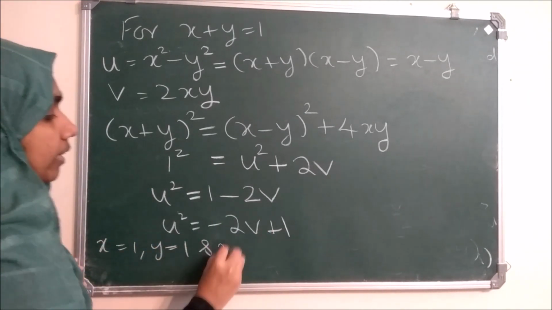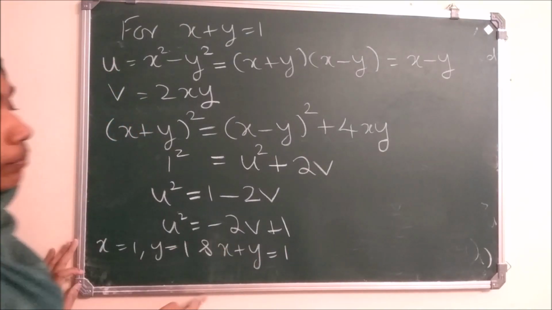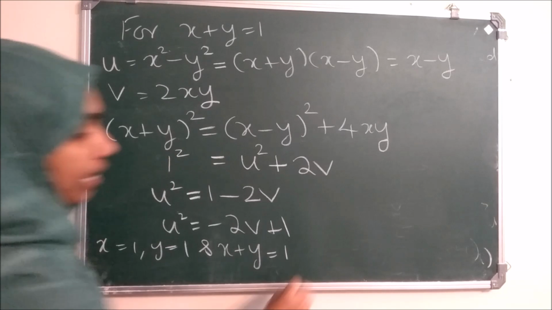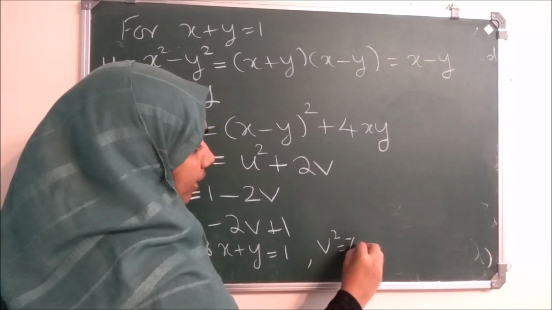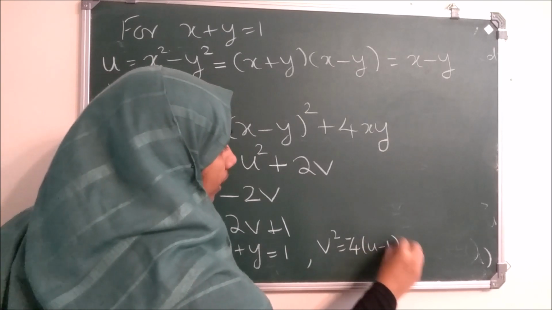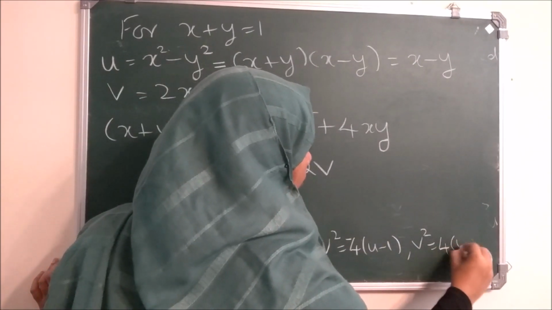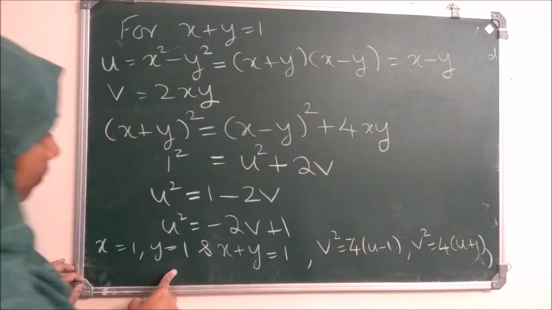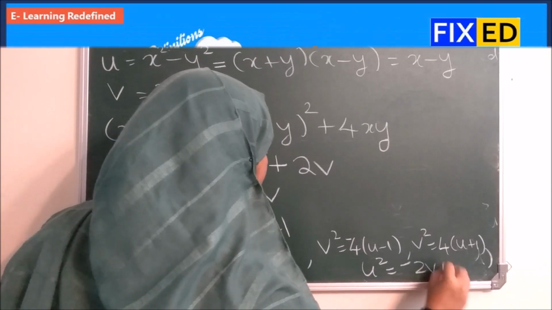So our required region, the image of the lines X equal to 1, Y equal to 1 and X plus Y equal to 1, is the region bounded between the three parabolas. The parabolas are V square is equal to minus 4 into U minus 1, then V square is equal to 4 into U plus 1, and the last parabola U square is equal to minus 2V plus 1.